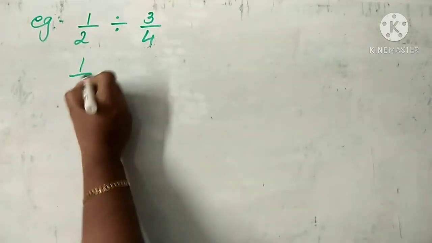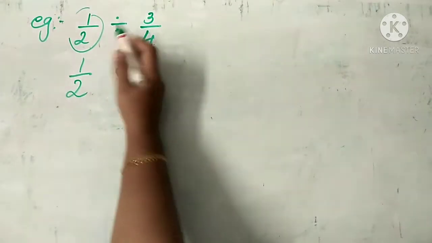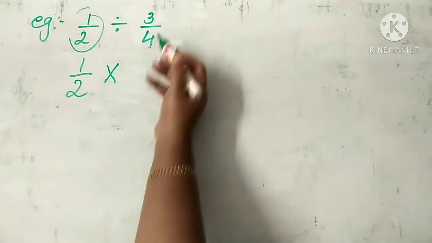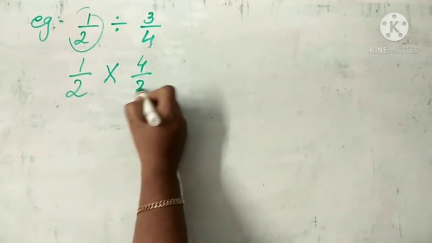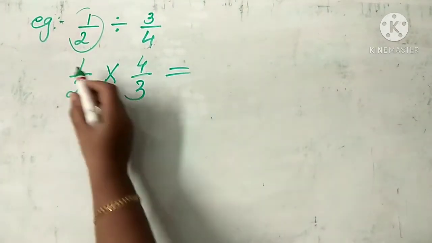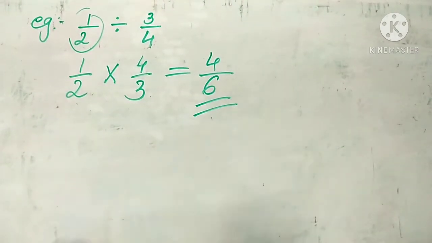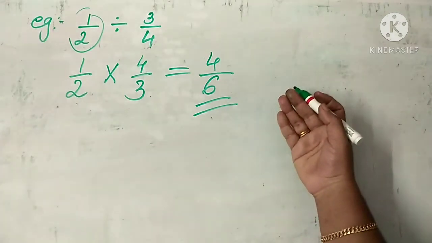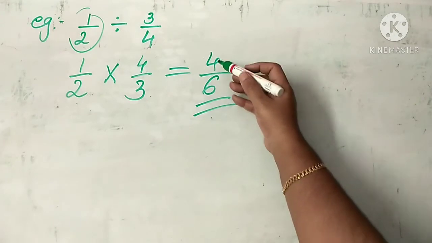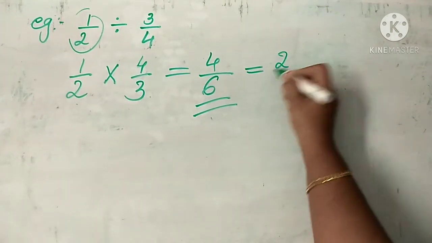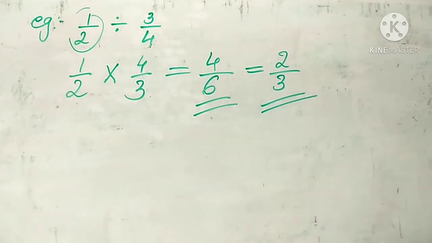See, 1 by 2, this fraction we write the same, 1 by 2. Instead of division, we write into and take the reciprocal of this. 3 by 4 becomes 4 by 3. Now we can just multiply. 1 4s are 4, 2 3s are 6. This is the answer. You can make it to the simplest form. How? Here the common factor is 2. In 2's table 4 will go 2 times and 6 will go 3 times. So answer is 2 by 3.